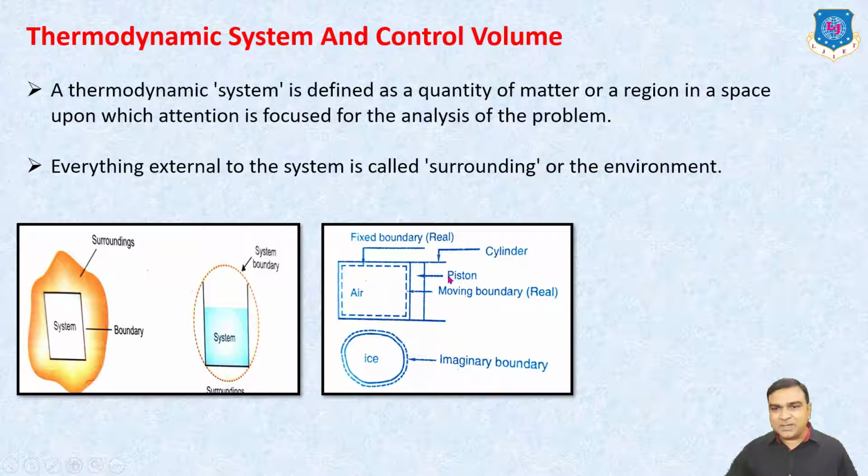For example, a piston cylinder arrangement. In this, when the air is compressed, this hidden line border is known as the system boundary, and this is the outside of the system boundary.